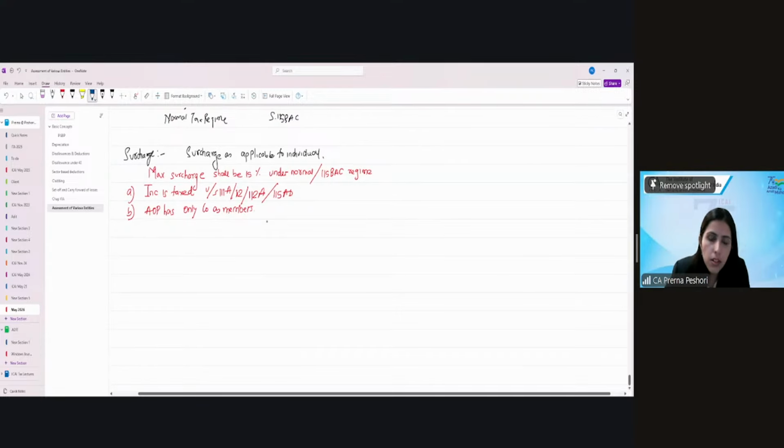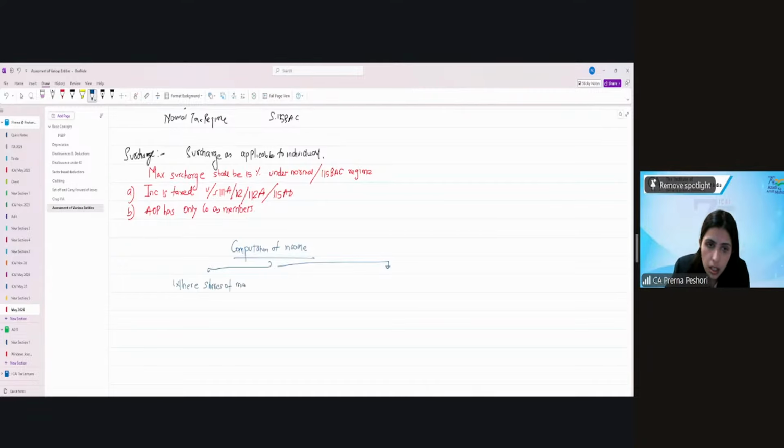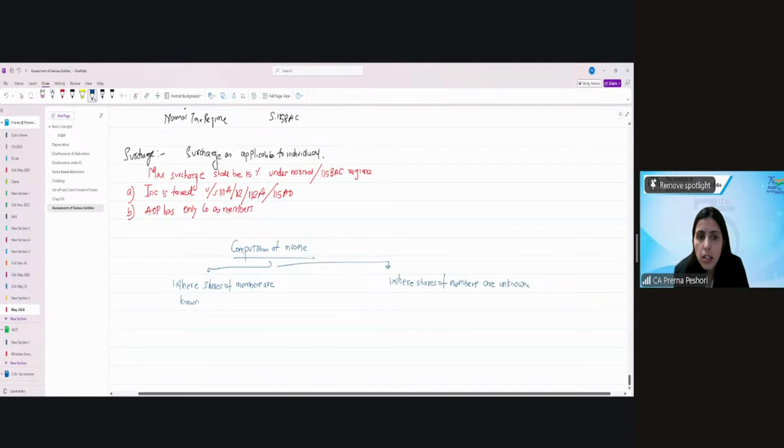Now coming towards the computation of income. How do we compute the income of the AOP? So you have two categories. One is where the shares of the members are known, and second is where the shares of the members are unknown.